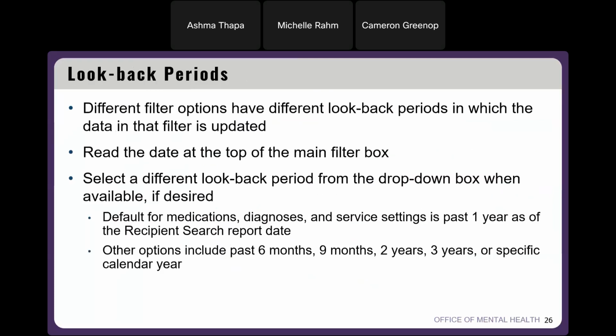And another thing to keep in mind when using cohort search is that different filters have different lookback periods during which the data for that filter is updated. So you'll just want to make sure to read the date at the top of the main filter box. In some sections, you do have the option to select a different lookback period if you want to. So the default for medications, diagnoses, and service settings is the past year. However, other options include the past 6 months, past 9 months, the past 2 years, the past 3 years, or a specific calendar year like January 2023 to December 2023.